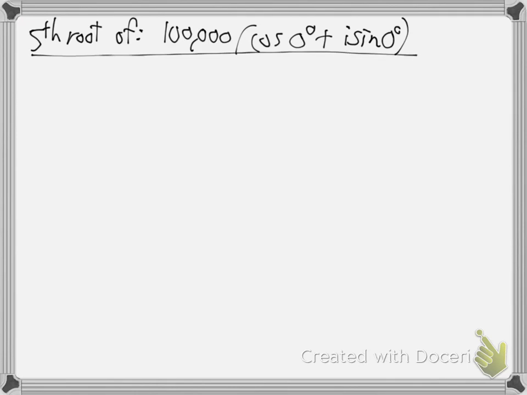Fifth root of that. All right, you know the process. When you do the angles thing, what do we take? 0 plus 360k divided by 5. Remember the game plan? You take the angle you're starting with plus 360k divided by 5.